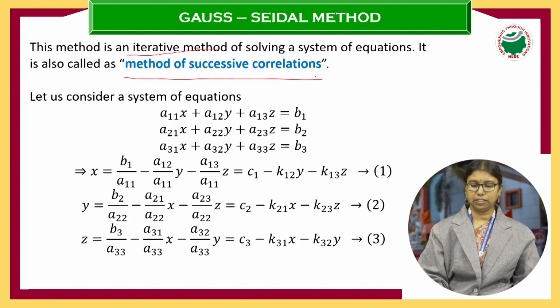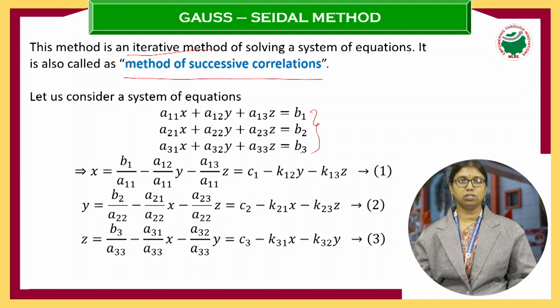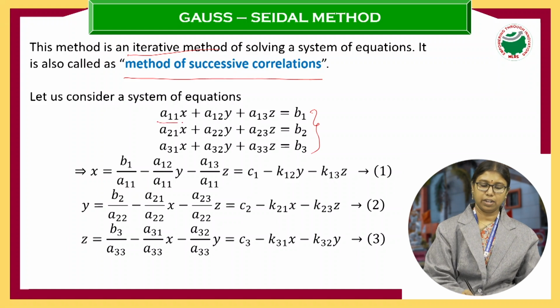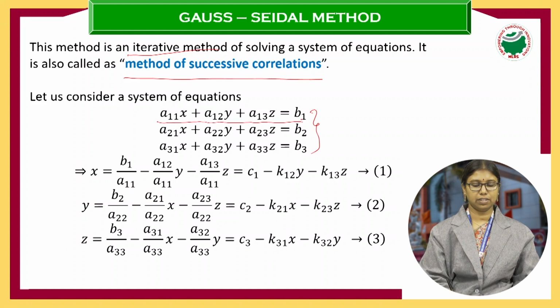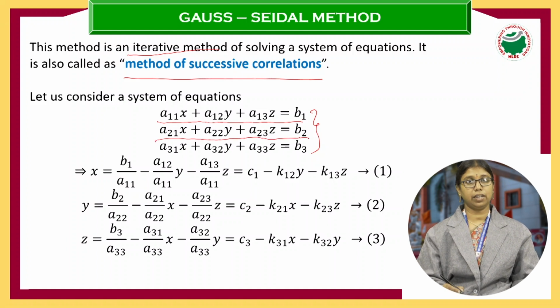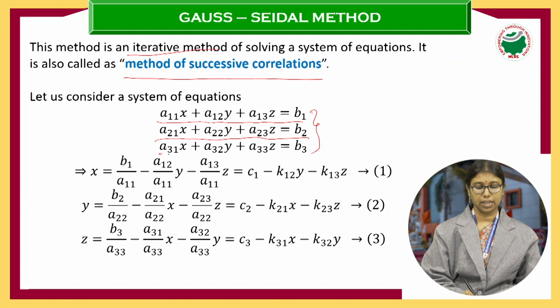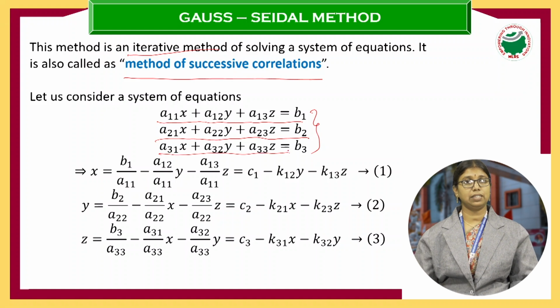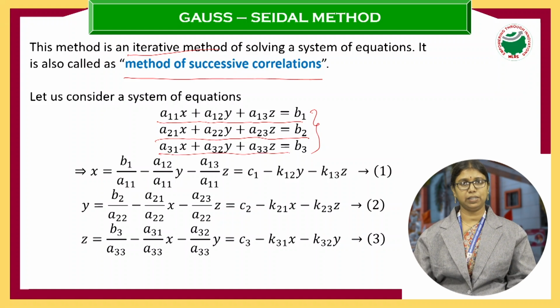So here I am taking three equations with three unknowns. The equations are a11x plus a12y plus a13z equal to b1, a21x plus a22y plus a23z equal to b2, a31x plus a32y plus a33z is equal to b3.